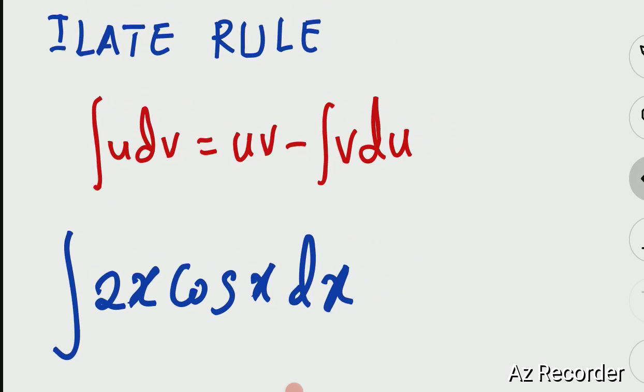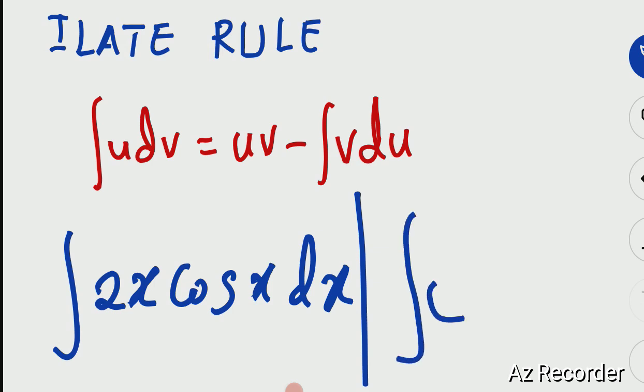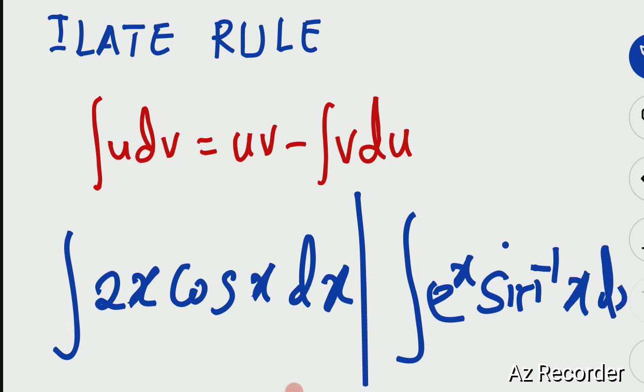So we are going to be solving that problem in this video so that you should never get confused to know which one to take as u, because if you take the wrong one as u, you will end up having the wrong answer. With respect to dx also, we have e to the x sine inverse of x dx. So these are some few examples, there are many more.